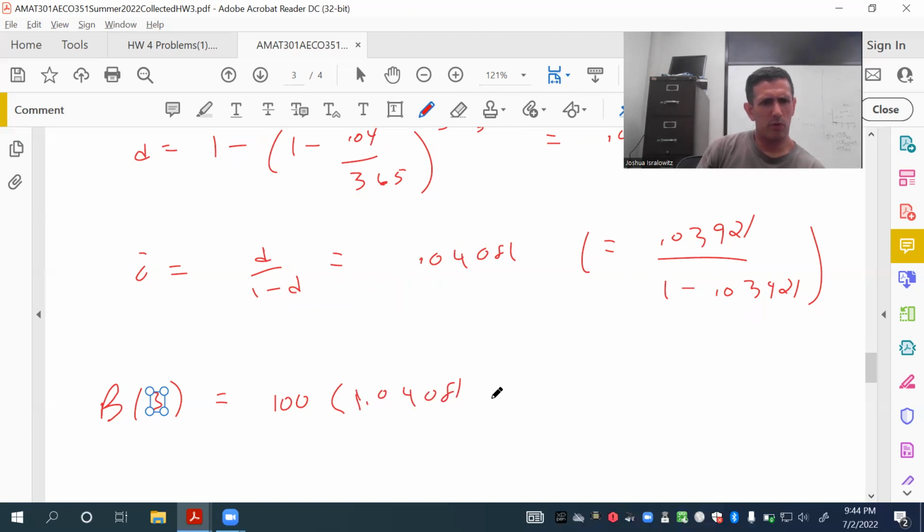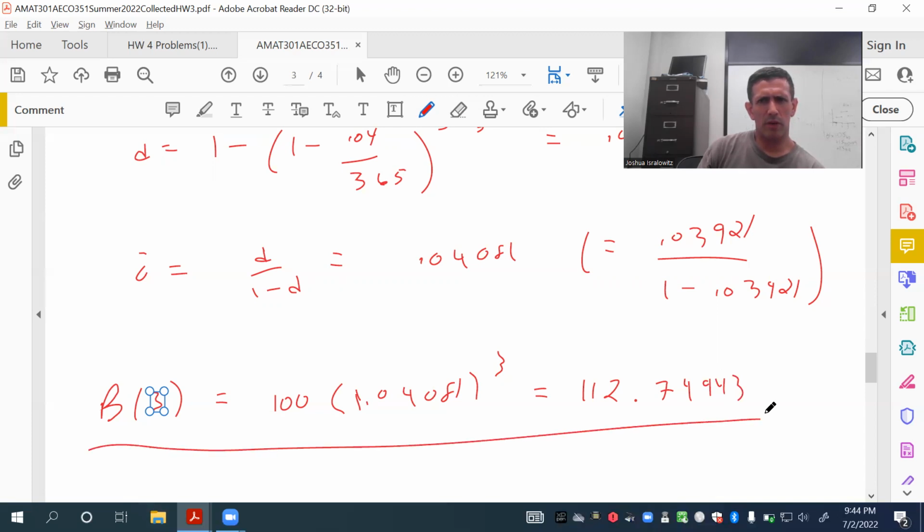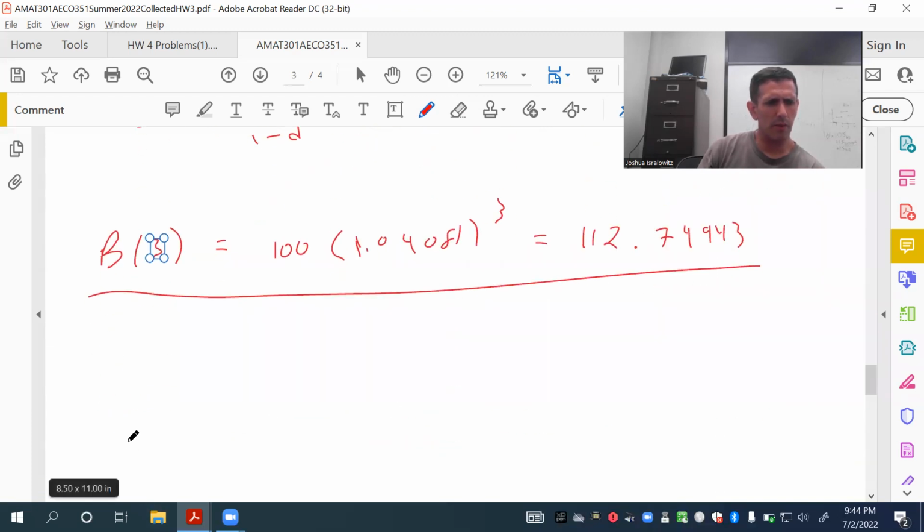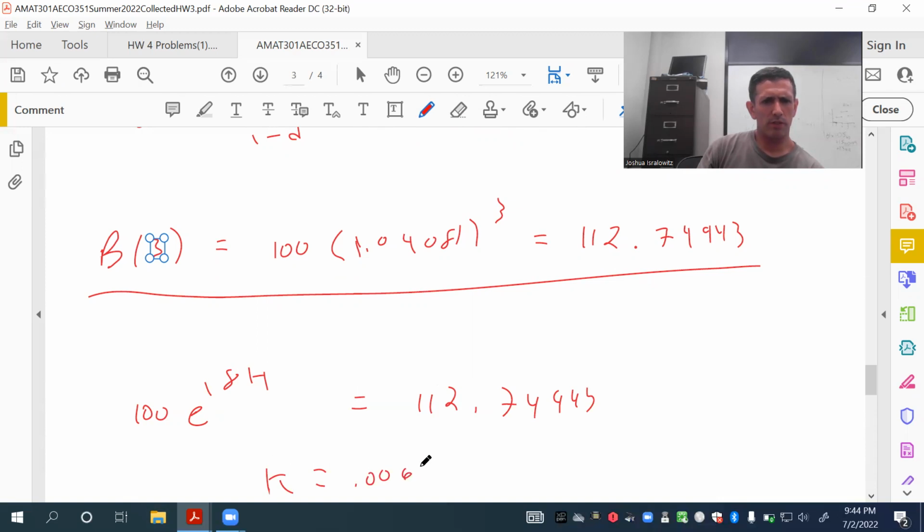So it's 1.04081 cubed. That's my effective annual interest rate, so 3 years, corresponding to nominal discount compounded daily. Okay, so what do we have? We have 100 e to the 18k is 112.74943. k is 0.00667.